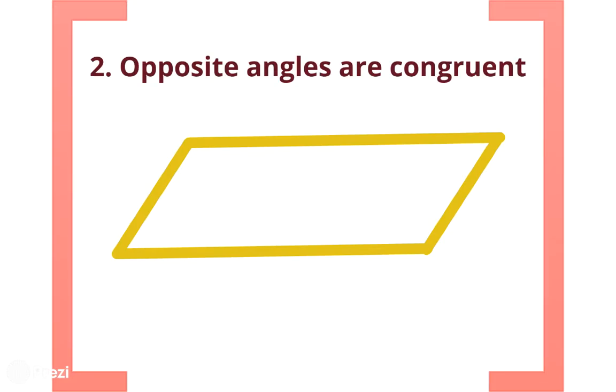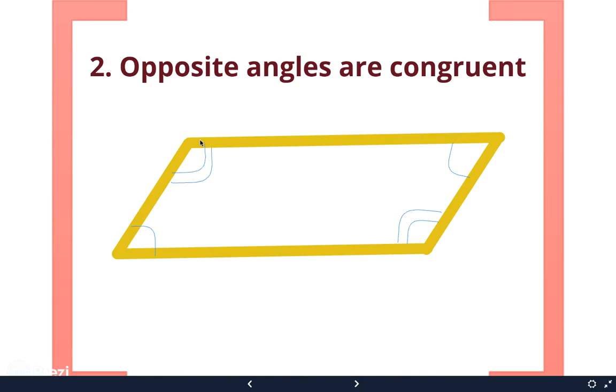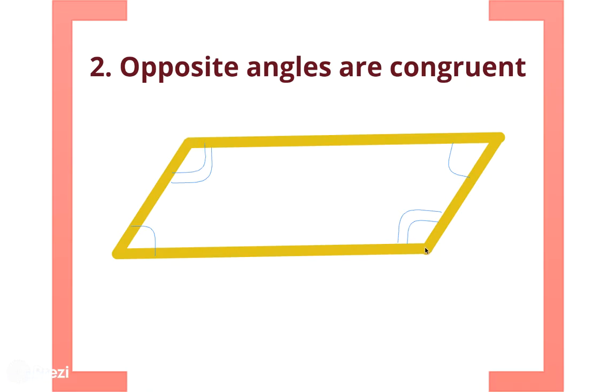Another property, opposite angles are also going to be congruent. So these two are congruent, and these two are congruent. So the angles across from each other diagonally are congruent, which is pretty awesome if you ask me.